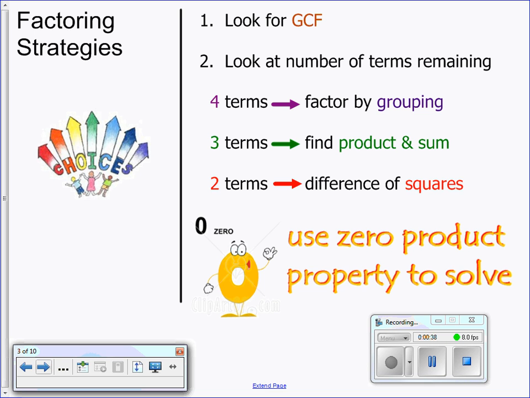Strategies for factoring. Remember, the first thing, always look for your GCF. Then look at how many terms you have. If it's 4 terms, you're probably going to factor by grouping. If it's 3 terms, you're probably going to factor using product sum. And if it's 2 terms, look for the difference of squares. And remember, to solve, we have to use the zero product property.